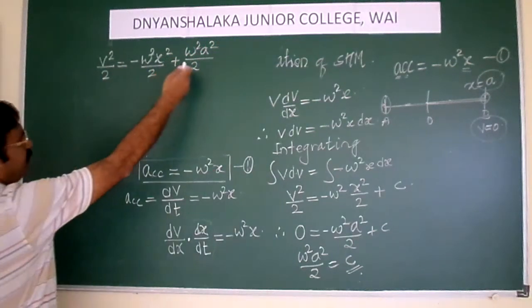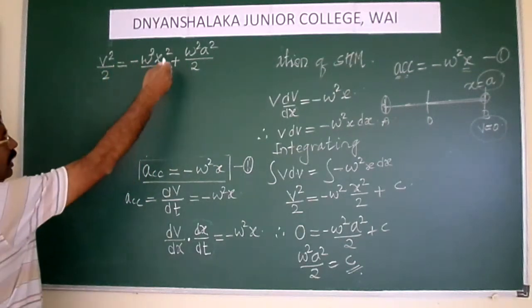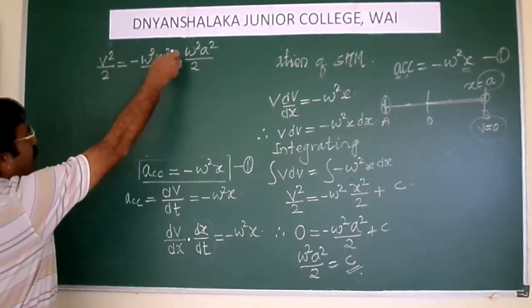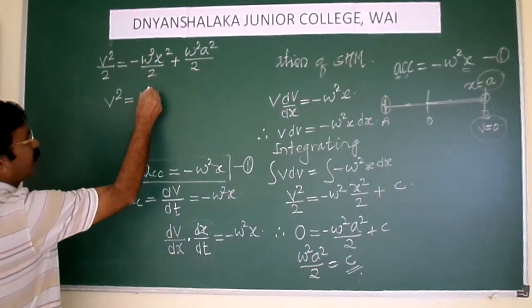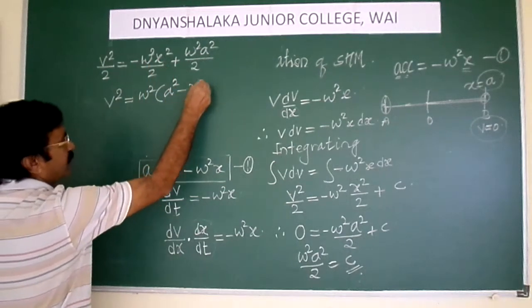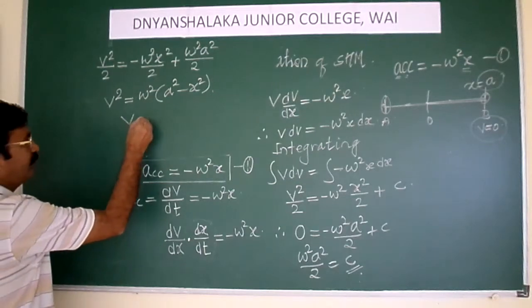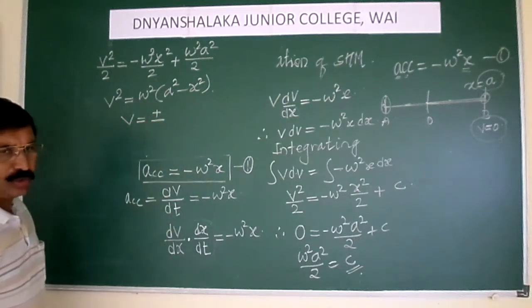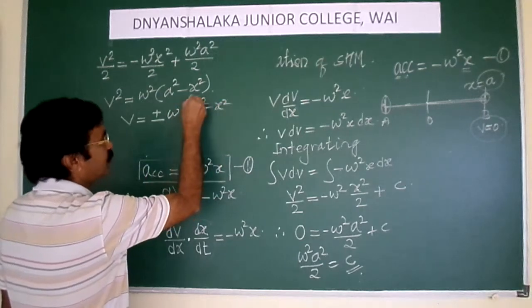From both sides we can eliminate the common term 2, and we can take omega square common, and represent this expression as v square is equal to omega square in the bracket A square minus x square. And so the value of v is thereafter expressed as plus or minus, because we are taking the root, omega under root A square minus x square.